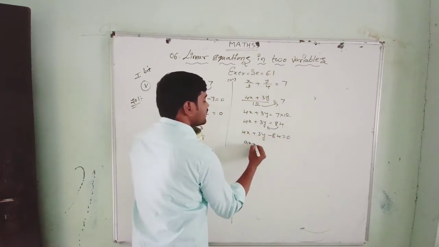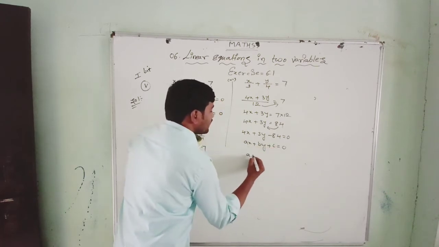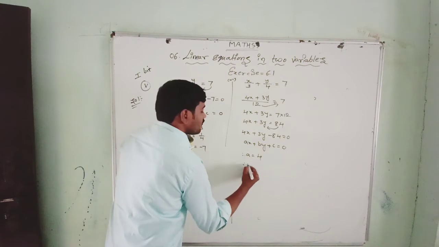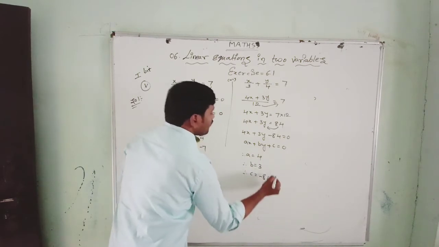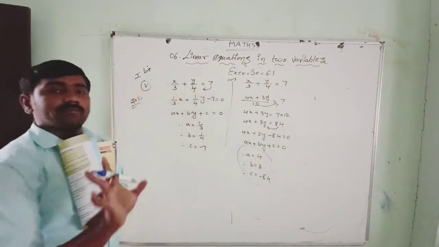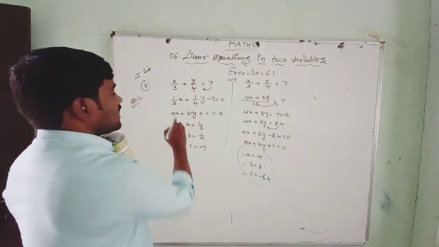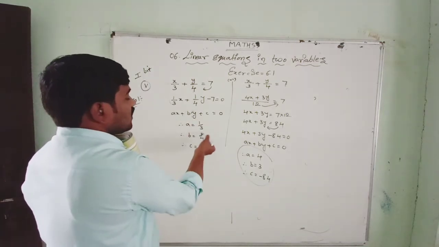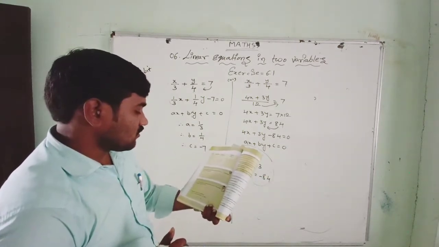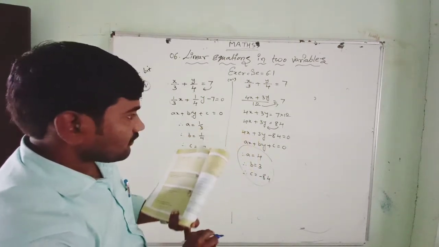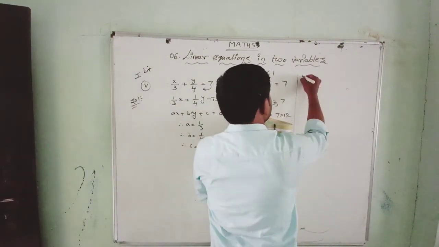You compare with the linear equation in two variables, that is ax plus by plus c equal to 0. Then we get a value is 4, b value is 3, and c value is minus 84. You can write any answer, you will get correct marks. There will be no problem. Where a, b, c are known as real numbers. These all are real numbers only. The set of all the numbers are known as real numbers. Then we go for question number 6.